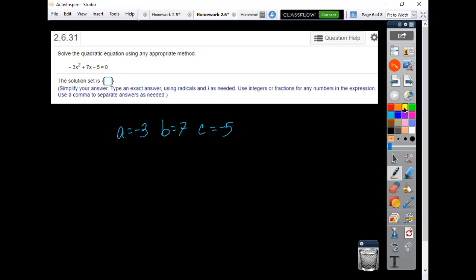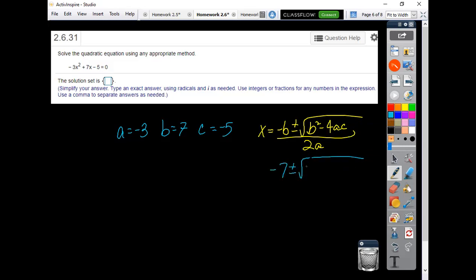And once again, if you haven't gotten sick of it yet, x equals -b plus or minus the square root of b squared minus 4ac all over 2a. All right. Plug in the points. So -7 plus or minus square root. Do some of this in your head if you'd like.